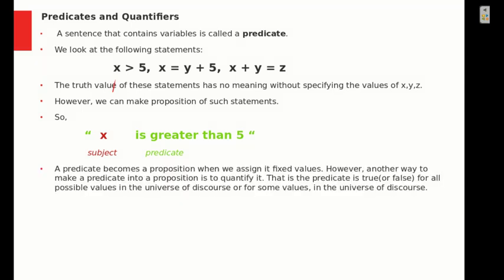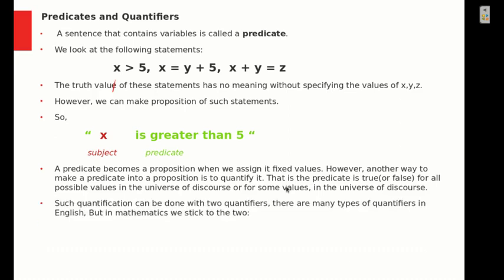All right. A predicate becomes a proposition when we assign it fixed values. However, another way to make a predicate into a proposition is to quantify it. That is, the predicate is true or false for all possible values in the universe of discourse, or for some values in the universe of discourse.